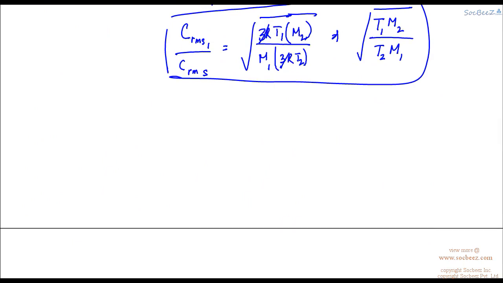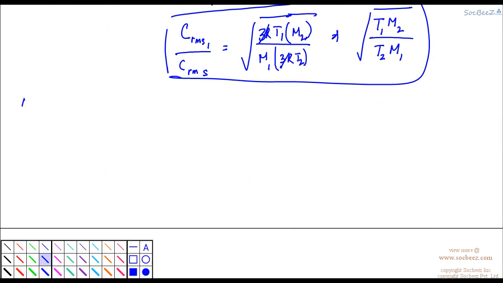Now I would like to introduce to you one more velocity of a gas, that is average velocity or average speed.